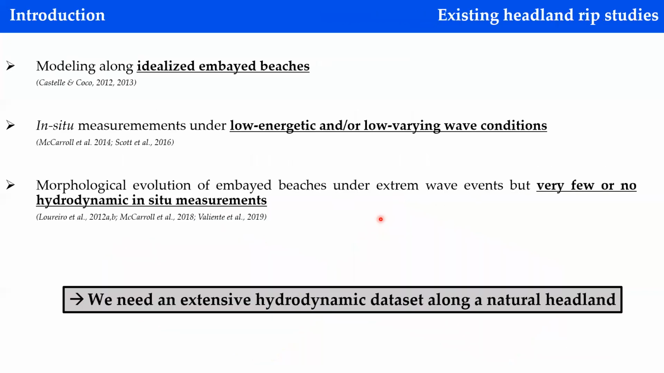So what are the existing headland rip studies? Well, there has been some modeling done along idealized embayed beaches. A couple of in-situ hydrodynamic measurements have been collected, but just under low-energetic and low-varying wave conditions. There are also quite a lot of morphological evolution studies of embayed beaches, especially under extreme wave events. But very few or none of these studies are associated with comprehensive hydrodynamic in-situ datasets. So that's why we need such datasets.